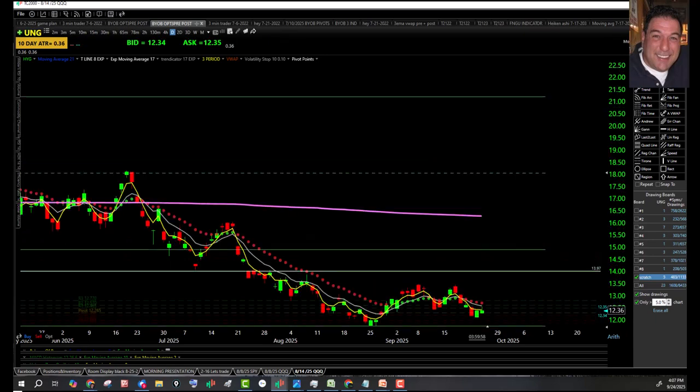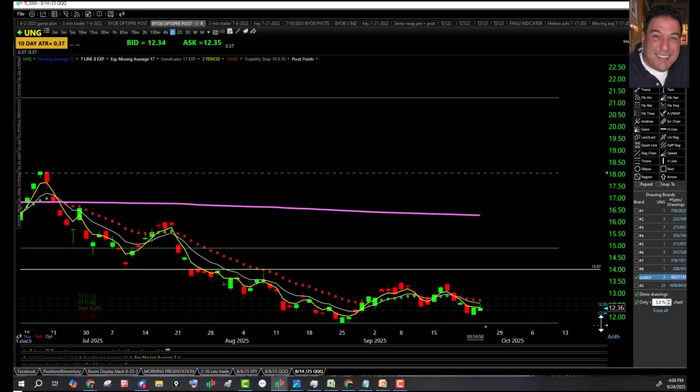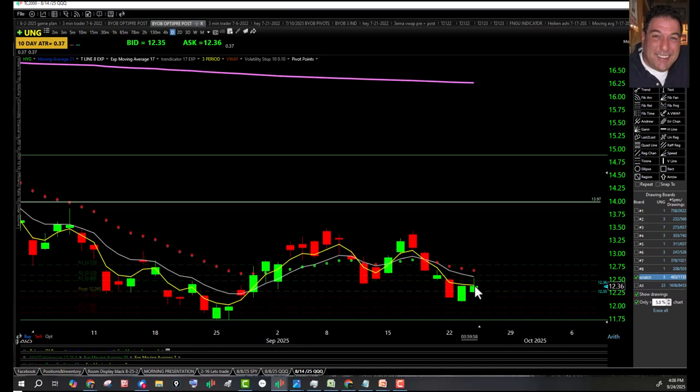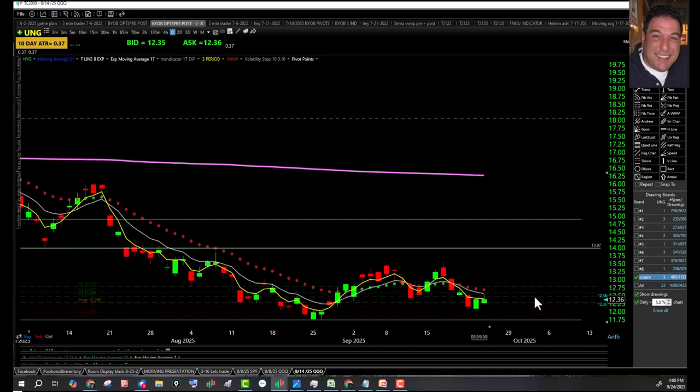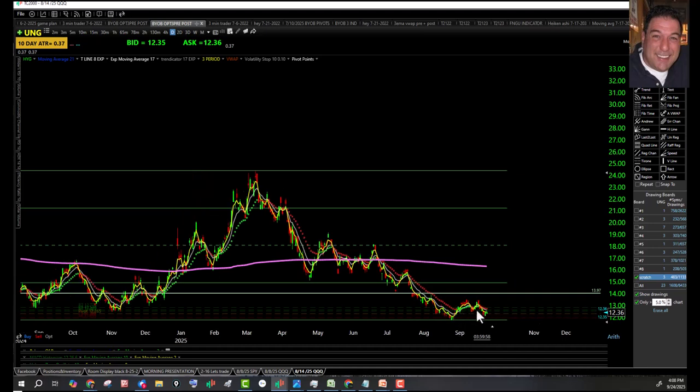Let's take a look at UNG. UNG was headed down towards the lows, the all-time lows. UNG got a higher high and a higher low, closing under a bearish trap under the 17. It's at the bottom of quadrant 1. That's bearish. It's in the lower third. And it's still in a downtrend on UNG.